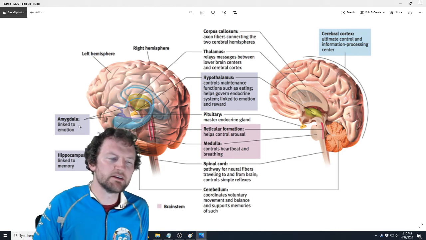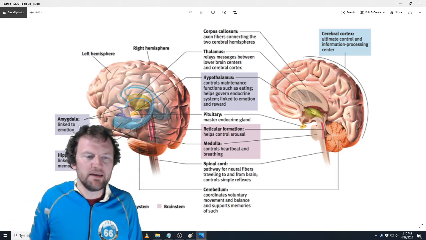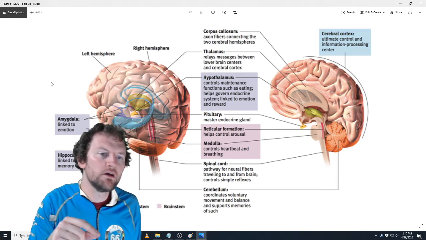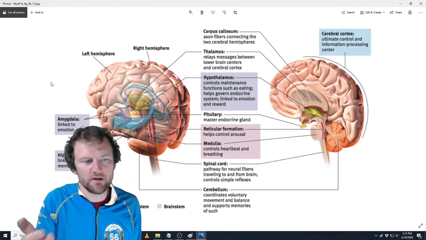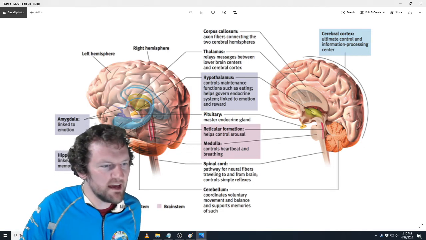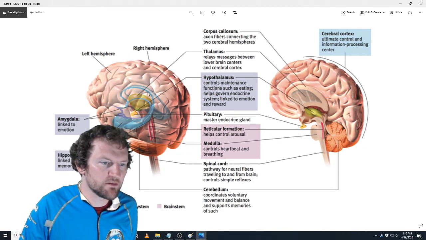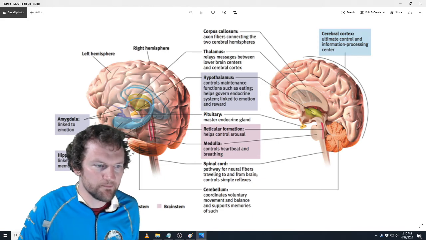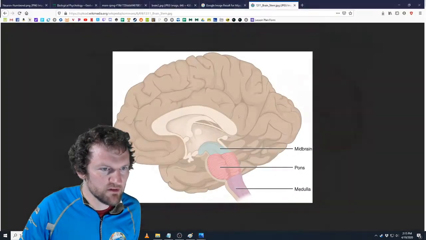If they stimulate the amygdala of a cat, it'll make the cat hiss and get angry. If they lesion, which means destroy, parts of the amygdala in a cat, it then can't get angry or scared. Hippocampus has to do with memory. So that's this big blue swirly seahorse looking thing is the hippocampus.